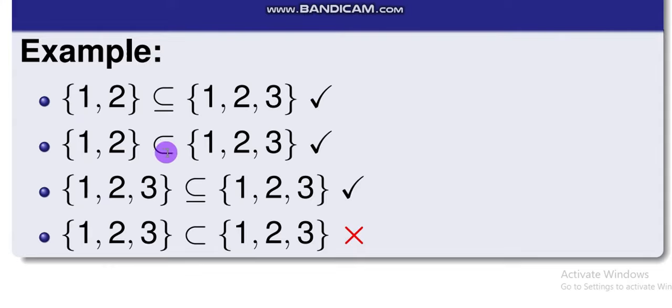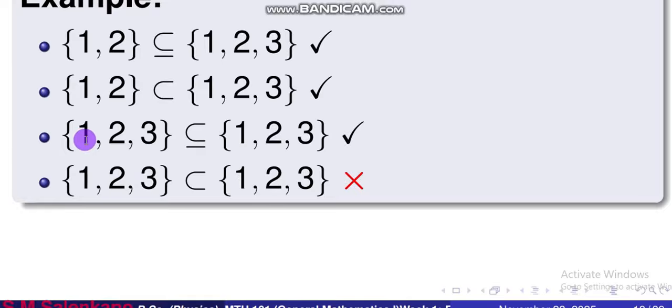Once this condition is satisfied, I am allowed to write this symbol. But for the second one, two conditions must be satisfied. Number one, all the elements here must be found here. Number two, they must not be equal. You can see that all the elements here are found here, so the first condition is satisfied. Second condition, they are not equal, because this set has at least 3, this element 3, that is not contained in the first one. So you can write this.